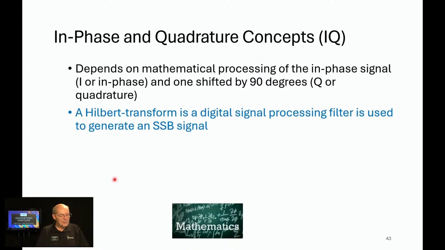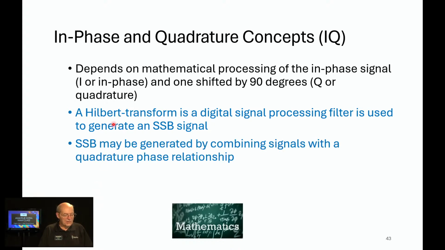And then there's a special mathematical function called a Hilbert transform. That's the math function, a digital signal processing filter used to generate an SSB signal directly. So no more generating an AM signal with a double balanced mixer and filtering out one of the sidebands. This will generate it directly using the Hilbert transform.